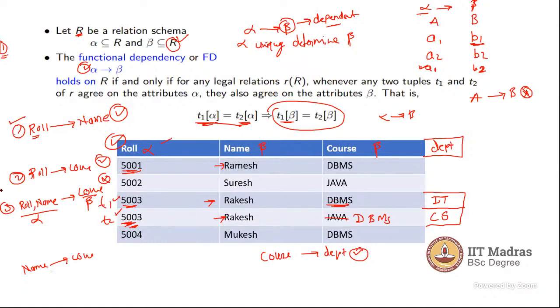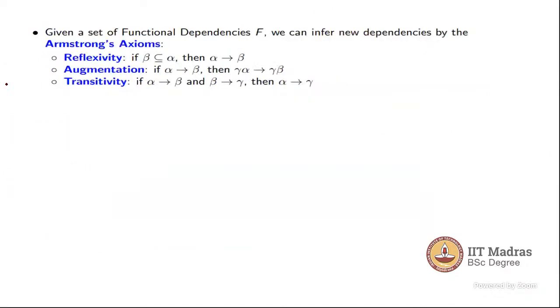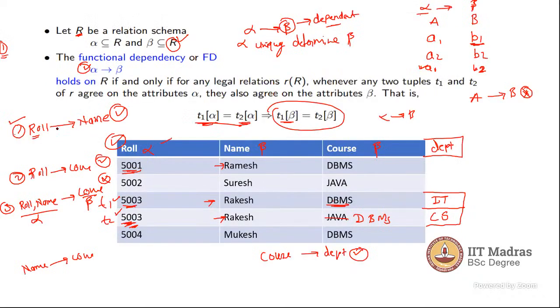Now if you see this Armstrong axiom, by using the transitivity rule, we can say that if alpha determines beta and beta determines gamma, then alpha determines gamma also. A similar rule can be applied here. Roll number is determining name, and name is determining course. Similarly, we can say that roll number is determining course. Yes, sir, got it.